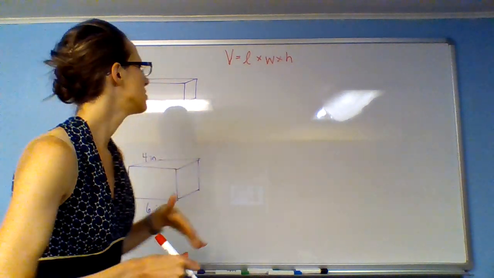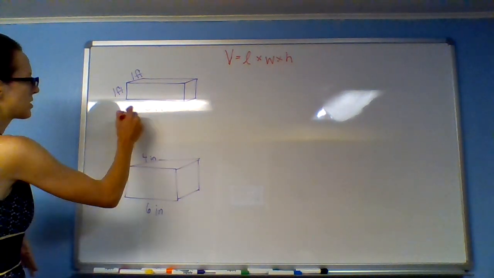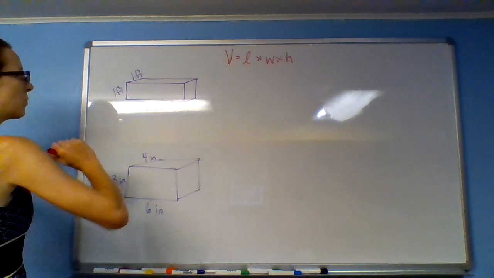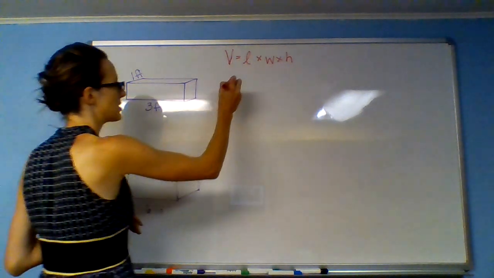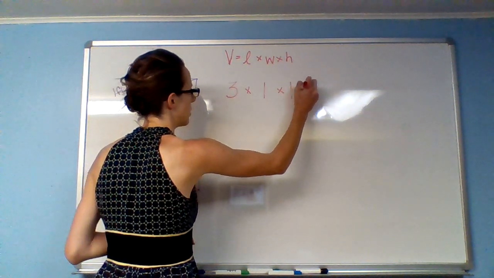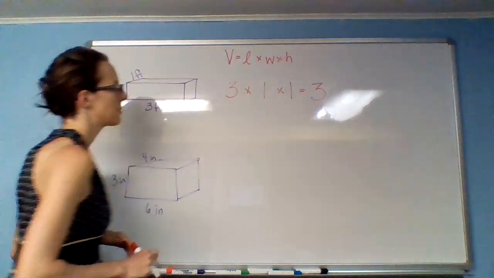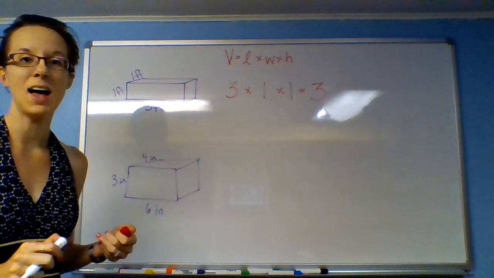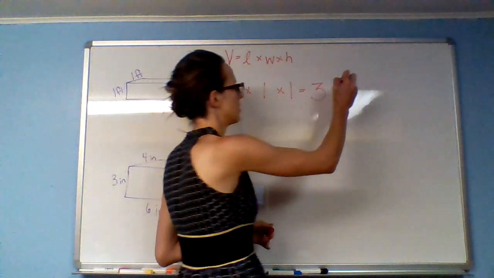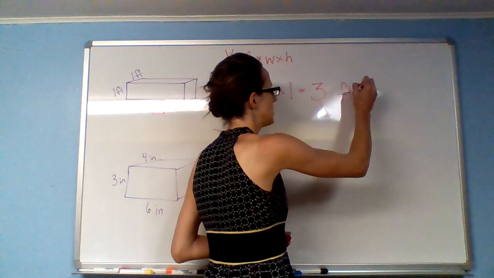So in this shape, I know it's 3 feet long, 1 foot high, and 1 foot wide going back. So I would just do 3 times 1 times 1, and that would be 3. When I'm finding volume, it's always the units that I'm working with. So in this case, feet.